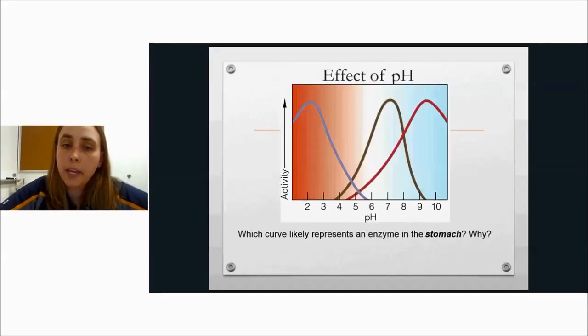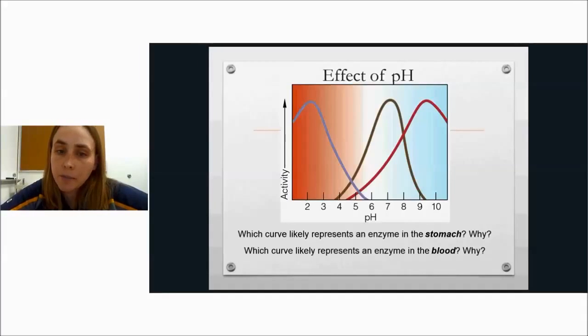So the one that represents an enzyme in the stomach is going to be this one over on the left that's kind of a lavender color. It has the highest activity in the very acidic portions of the stomach. That's because the stomach acid, gastric acid, is very, very low on the pH scale. It is extremely acidic.